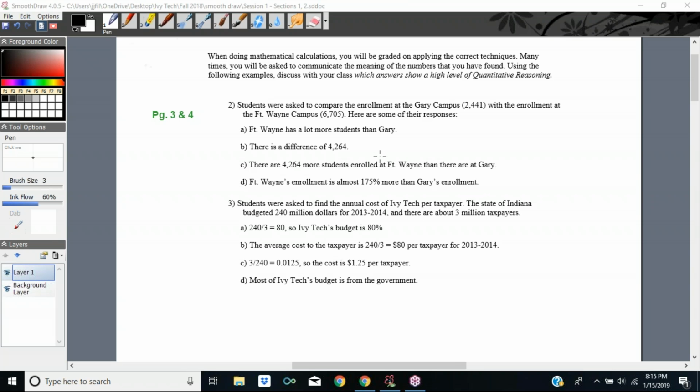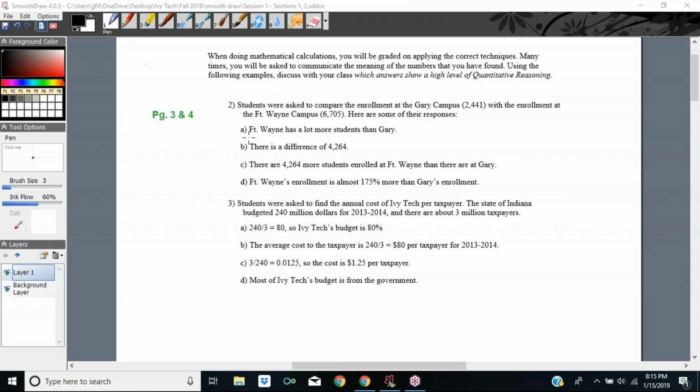All right. So if you look in your book on page 4, there's a question here. It's just talking to you about general ideas about quantitative reasoning and how questions should be answered. So this first one says, students were asked to compare the enrollment at the Gary campus with the enrollment at the Fort Wayne campus. Here are some of their responses. Fort Wayne has a lot more. There's a difference of 4,264. There are 4,264 more students enrolled at Fort Wayne than there are at Gary. And then Fort Wayne's enrollment is almost 175% more than Gary's enrollment.